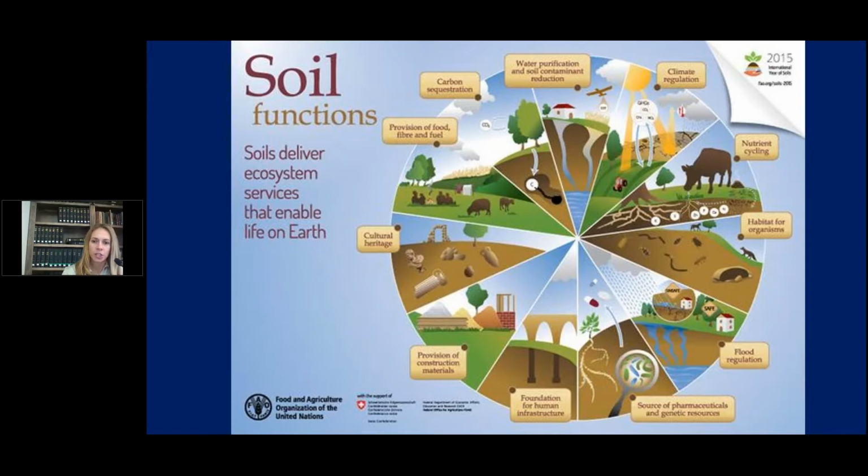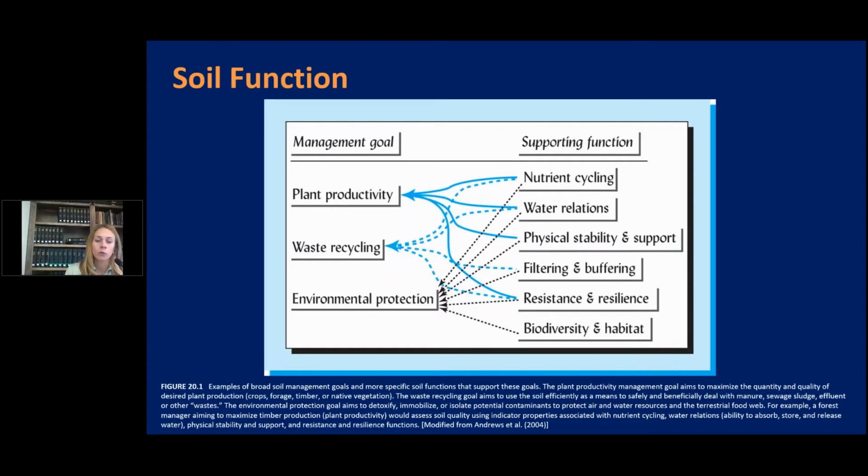So the concept of soil function was established to acknowledge some of these important services that soil provides that go beyond just the production of food or animal products. So depending on the management goal, let's say, for instance, in this slide, I'm using plant productivity. That will be the main management goal of agricultural soils. There are different supporting specific soil functions that support these goals. So for instance, the main goal is increasing or maintaining plant productivity. The main supporting soil functions are nutrient cycling, water relations, physical stability, and resistance and resilience.